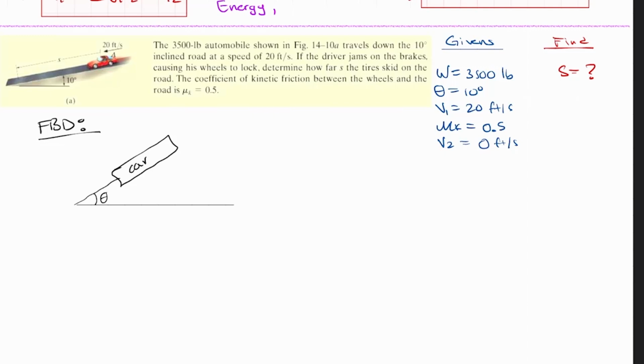So if this is my car, let's see what forces we have acting. Always we have weight acting down, so this is mass times gravity. We have the normal force being perpendicular to the ground. And then we have the friction acting to slow down the car, so this is the force of friction in this direction. We can do this problem through summation of forces, right? You guys know the process.